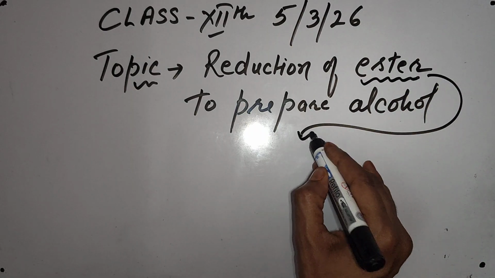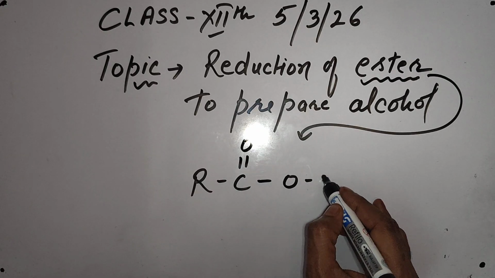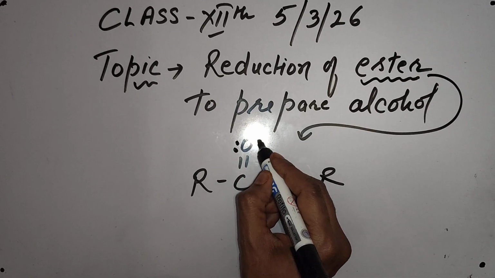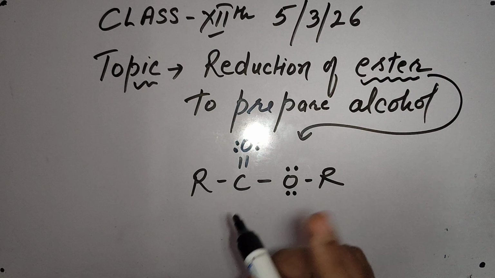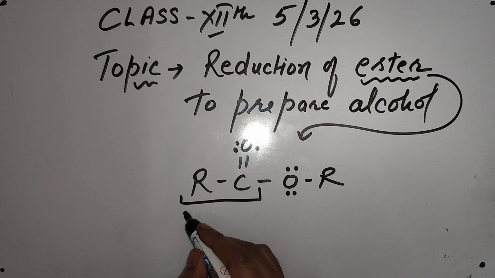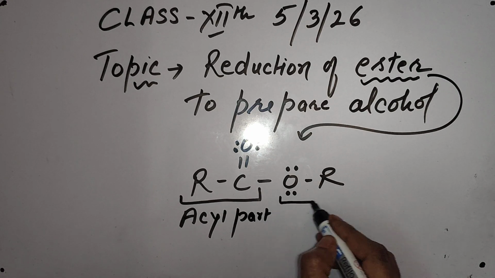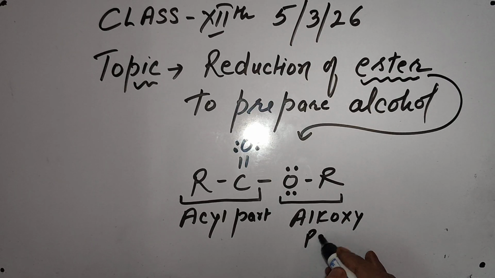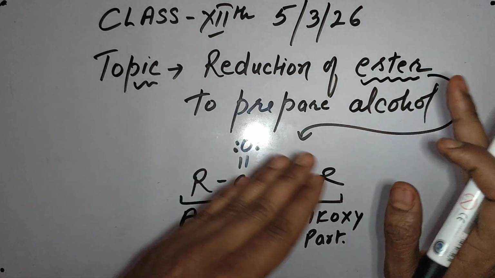The general formula of ester is RCOOR, this one. Both oxygens are carrying two lone pairs. Now ester is made up of two parts. This part, which is known as acyl part, and this part, which is known as alkoxy part. Now when we reduce ester, we can get alcohol.